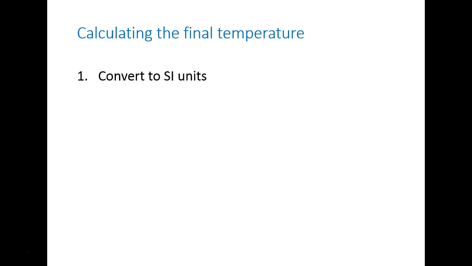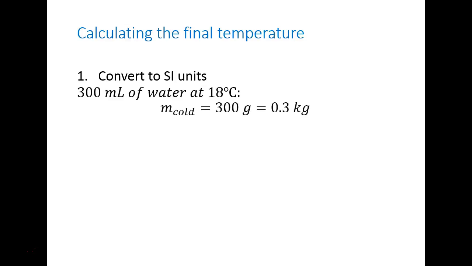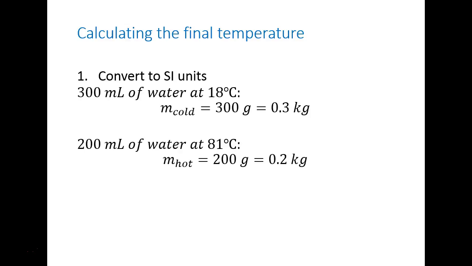Step 1, we're going to convert everything to SI units. So 300 ml of water at 18 degrees Celsius gives us mass of the cold water being 300 grams, which equals 0.3 kilograms. We've also got 200 ml of water at 81 degrees Celsius, which gives mass of hot water being 200 grams, equal to 0.2 kilograms. Remember, 1 ml is the same as 1 gram.